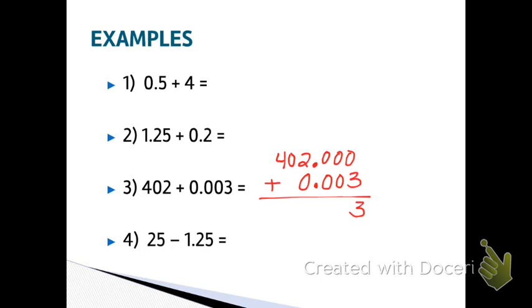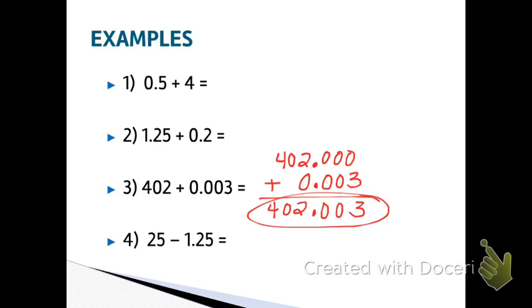0 plus 3 is 3. 0 plus 0 is 0. 0 plus 0 is 0. Put our decimal into the answer. 2 plus 0 is 2, 0 and 4. So our answer is 402 and 3. Anybody know what that is? 3 thousandths. Good. Very good.